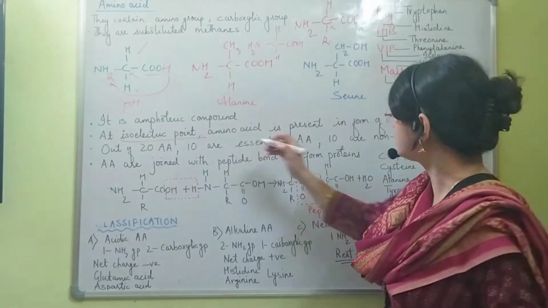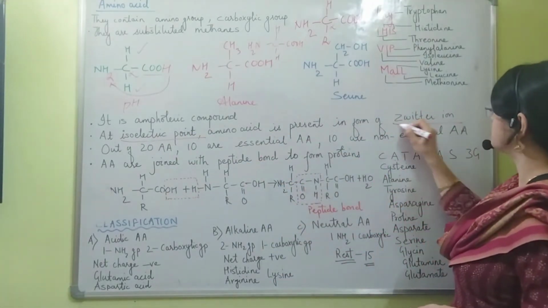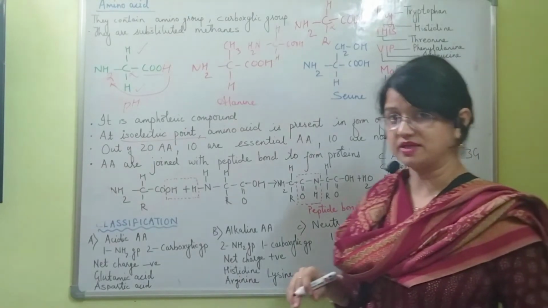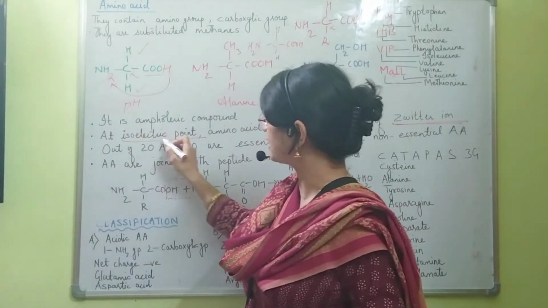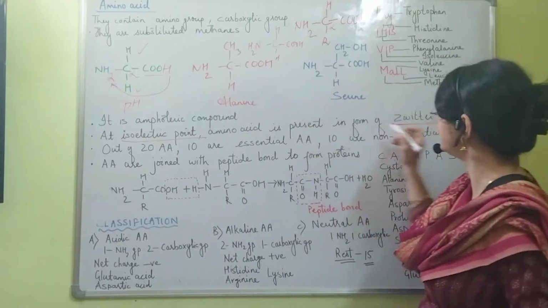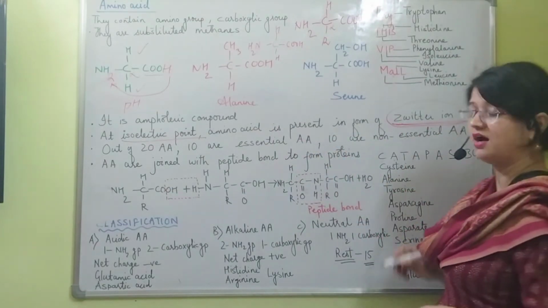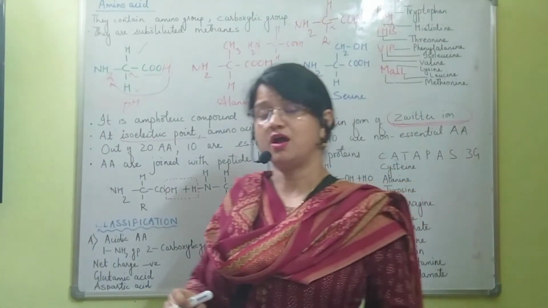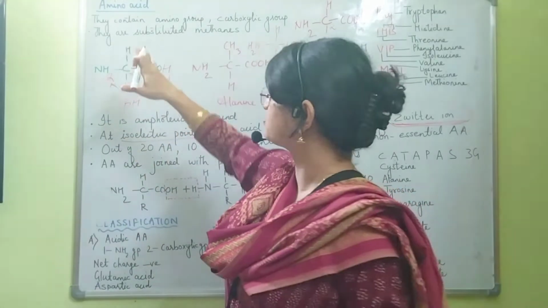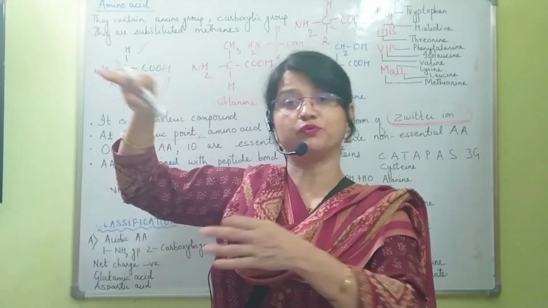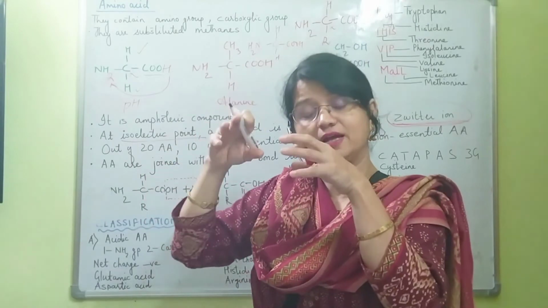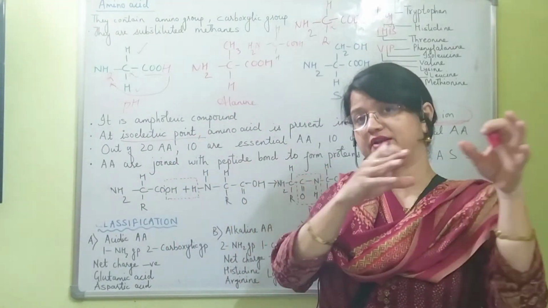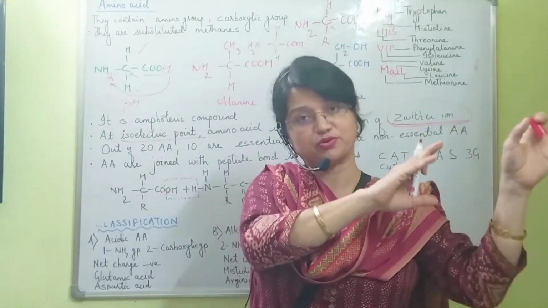Clear? At that point, what happens? Zwitter ion formation takes place. So at the isoelectric point, the amino acid is present in the form of a Zwitter ion. Clear? So what happens when it becomes positively charged? It will move towards the negative electrode. When the amino acid becomes negatively charged, it will move towards the positive electrode.